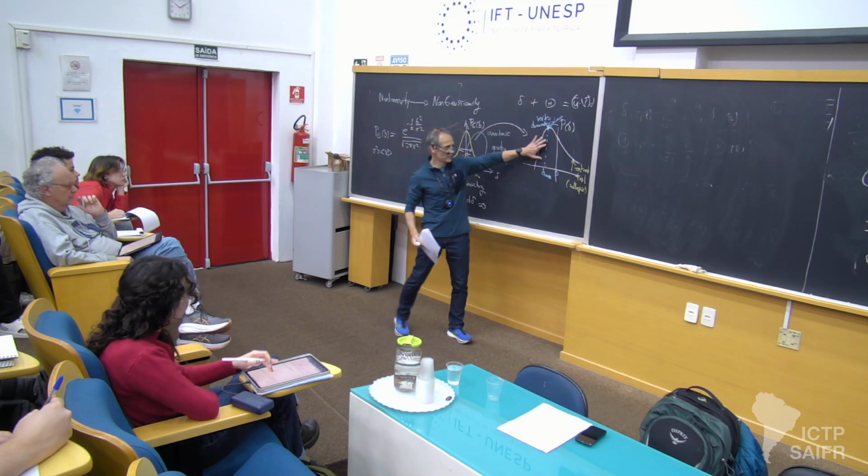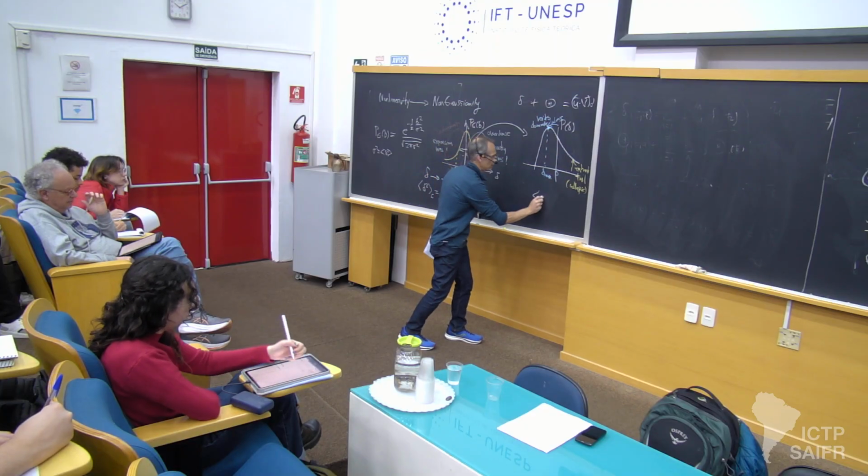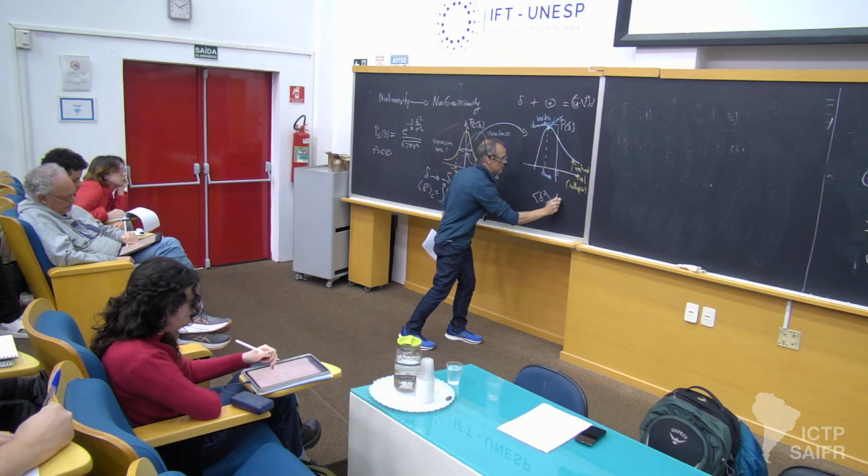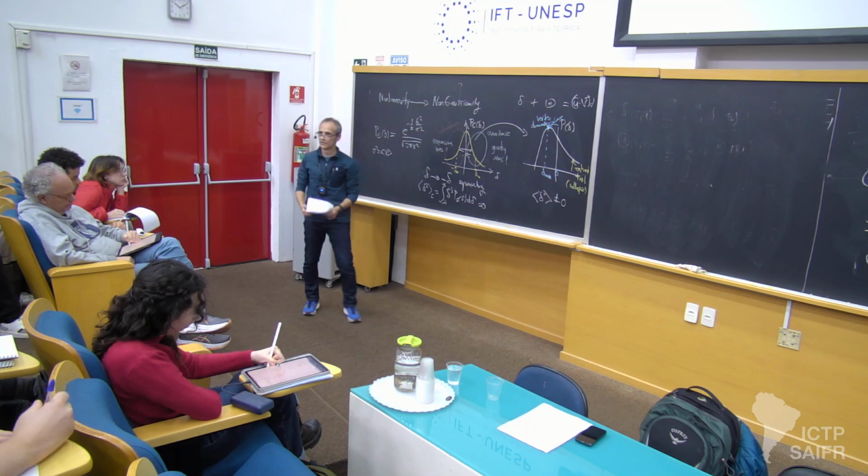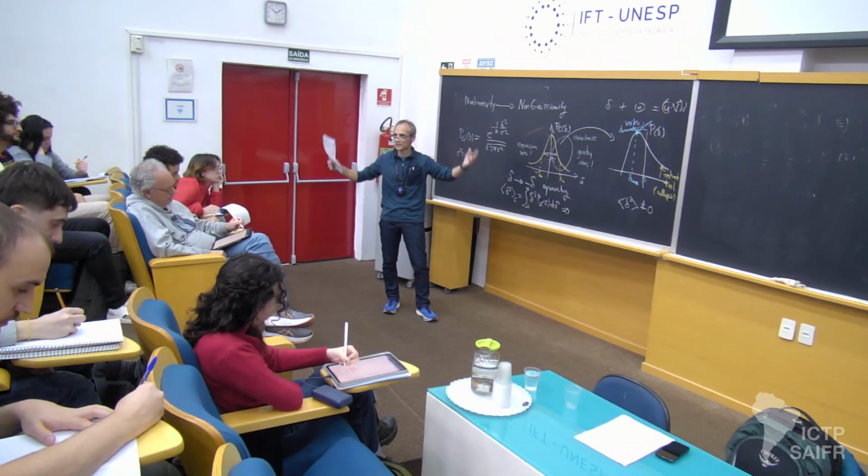Now here, because of this asymmetry, you can see now I'm going to generate a non-zero third moment, or bispectrum, or three-point function.